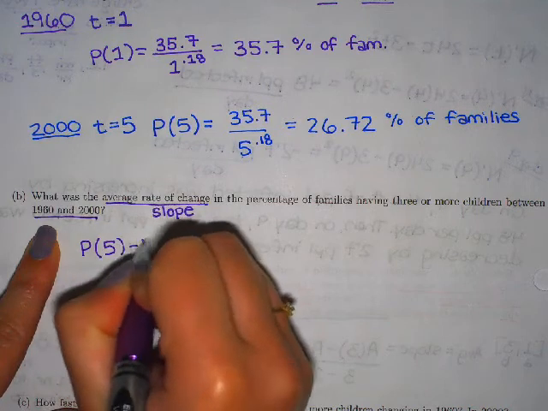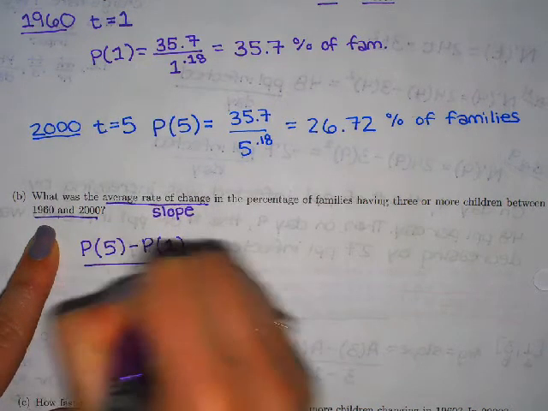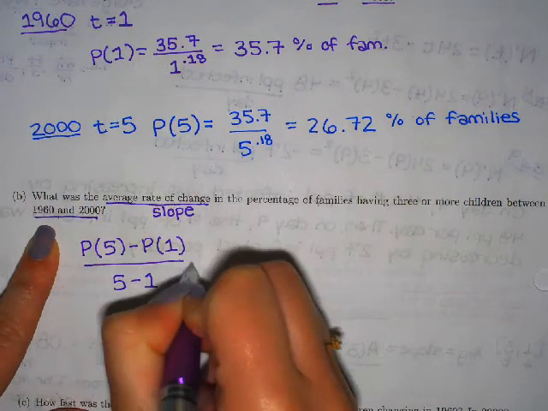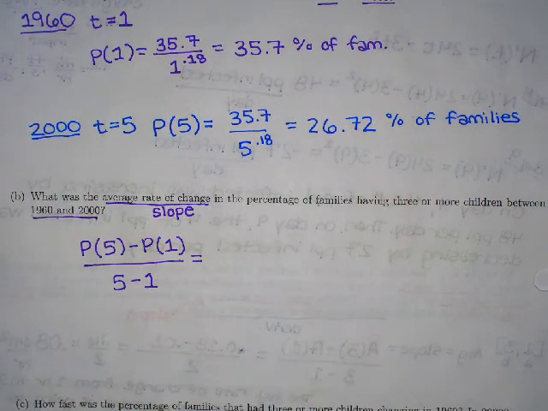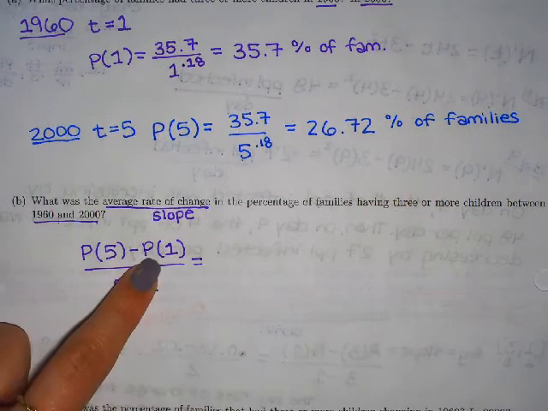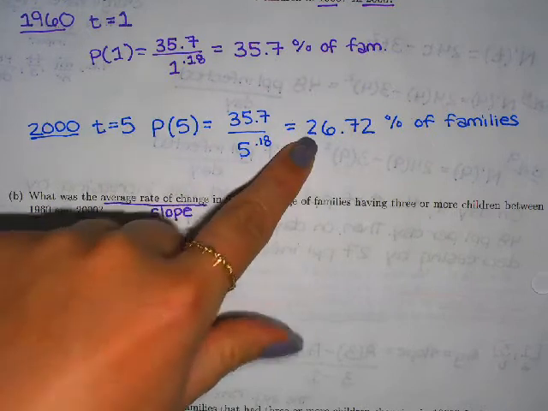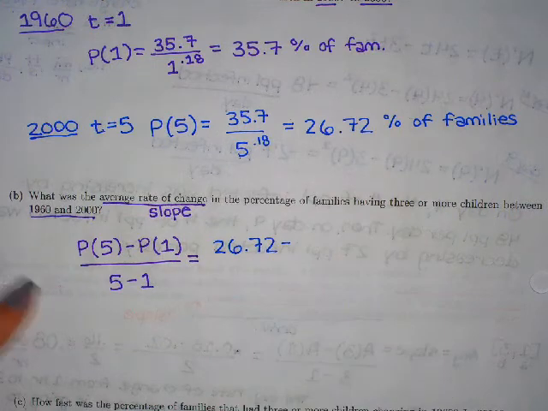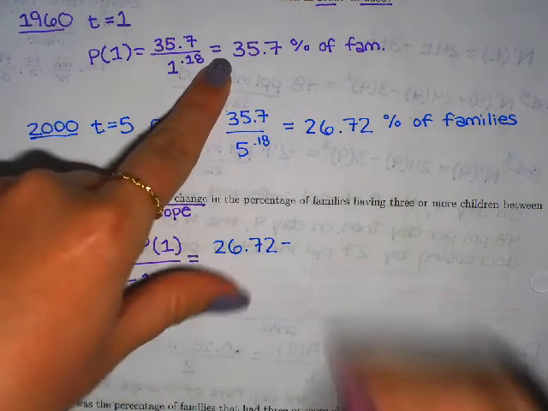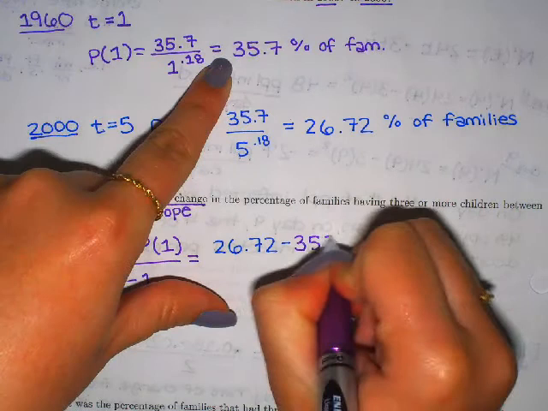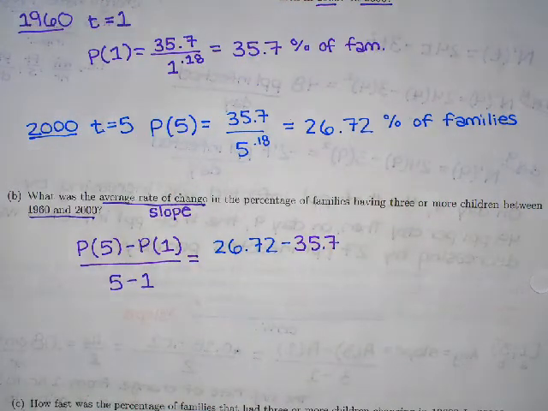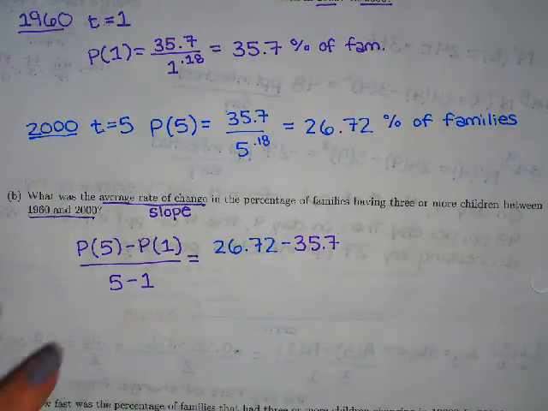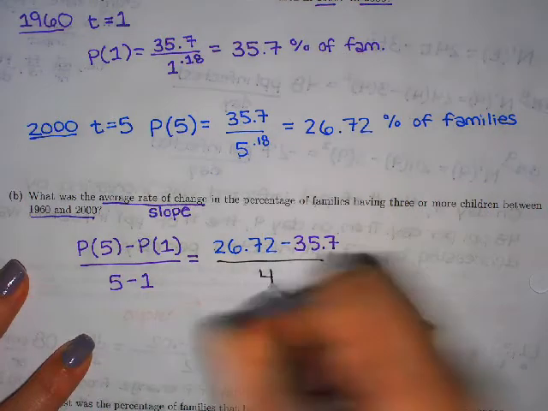So I'm going to do P of 5 minus P of 1 over 5 minus 1. The nice part about this slope formula is we already have these y values from above, right? P of 5, our y value was 26.72, minus P of 1 from above was 35.7. So our answers are actually found in the first part. So we've already done some of the work. And then we're going to divide that by 5 minus 1, which is just 4.